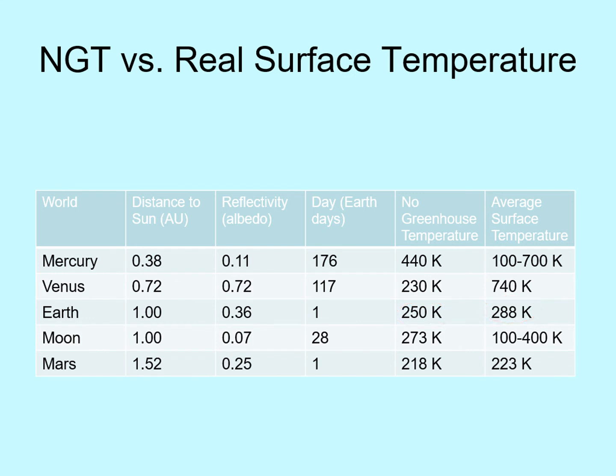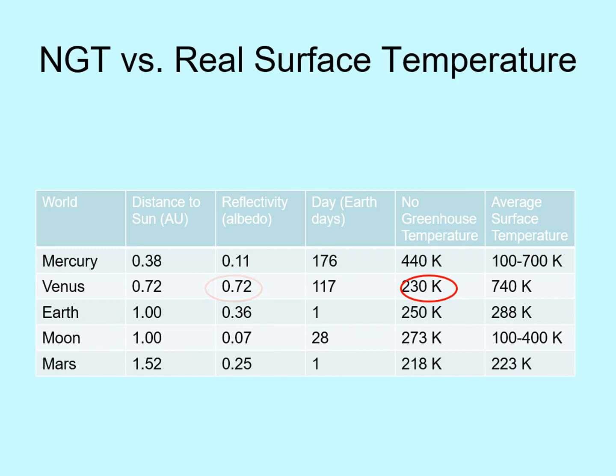Venus is much worse. First, notice that the no greenhouse temperature for Venus is actually lower than Earth, only 230 Kelvin, even though Venus is closer to the Sun. The reason for this is reflectivity. Venus reflects 70% of the Sun's light away, as opposed to only 36% for Earth. Venus is covered with thick white clouds that reflect sunlight very efficiently, so reflectivity can even overwhelm a difference in distance from the Sun in the no greenhouse calculation.